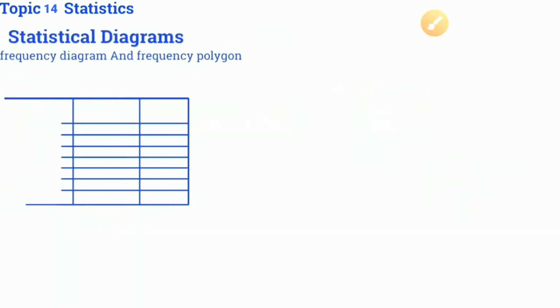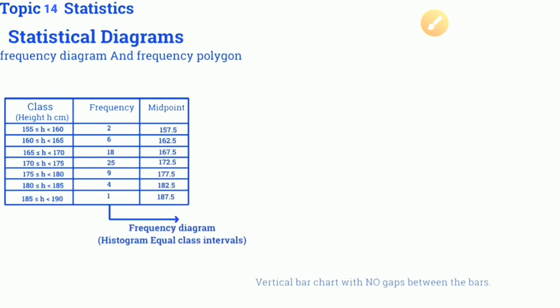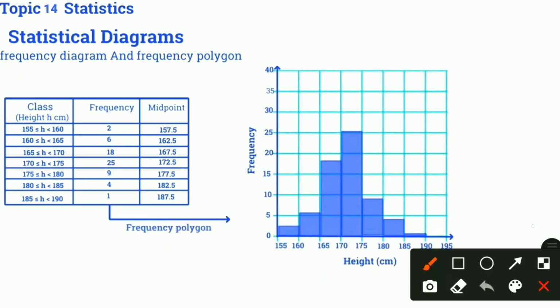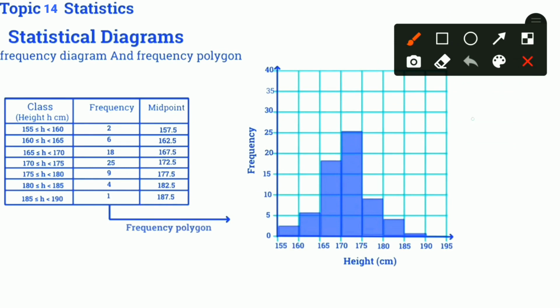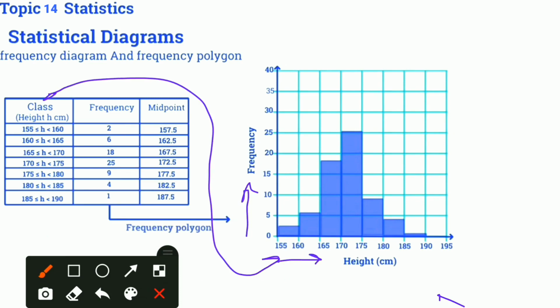Statistical diagrams: frequency diagram and frequency polygon. Again, the same table with the class, the frequency, and the midpoint. Now we're going to draw a diagram, a vertical bar chart with no gaps between the bars. What we have here is a chart, you can say a histogram graph. Frequency, which is the height, is here, and class is here.